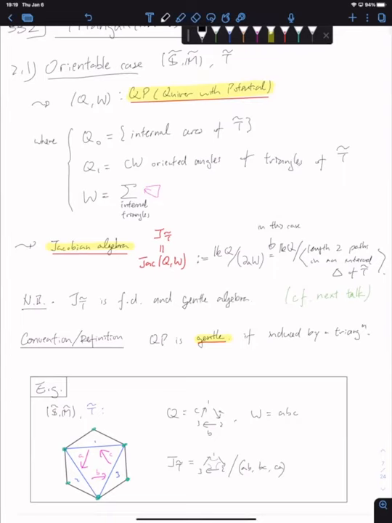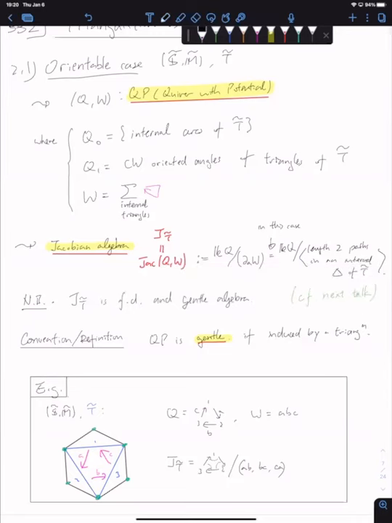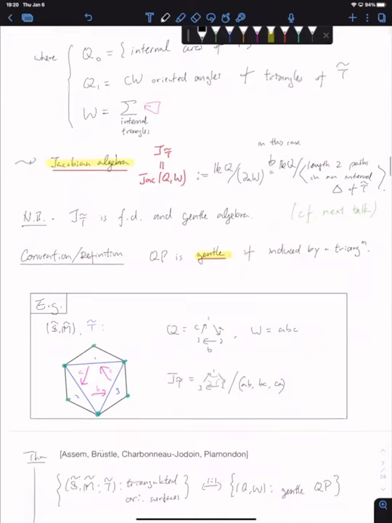I will not talk about what a gentle algebra is, but take this as a definition. These are not all the gentle algebras, but only part of them. I will refer you to the next talk if you want to know more about gentle algebras. So for simplicity, I will call all the QPs arising in this way a gentle QP.